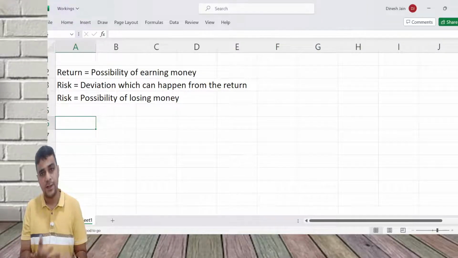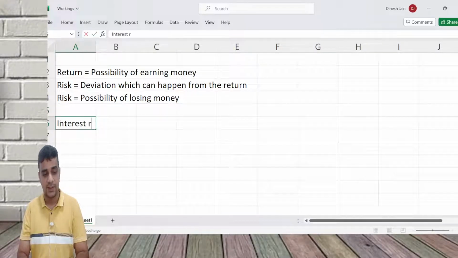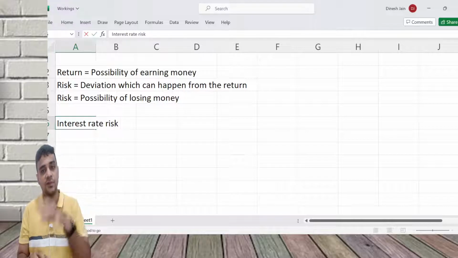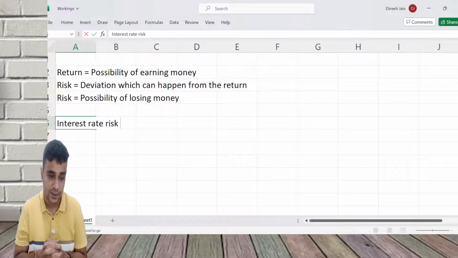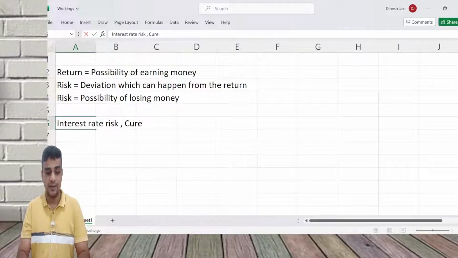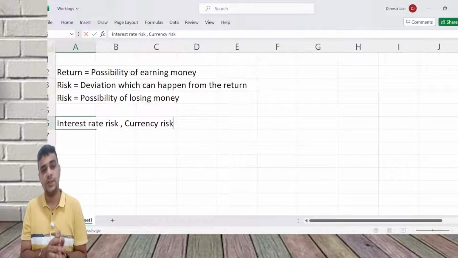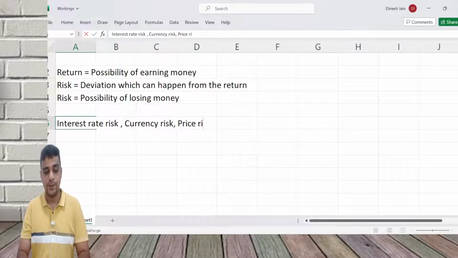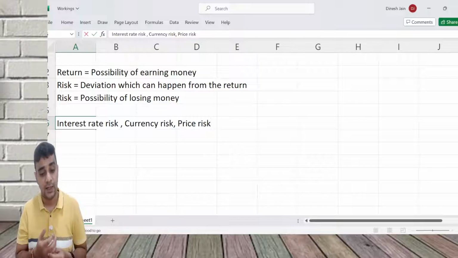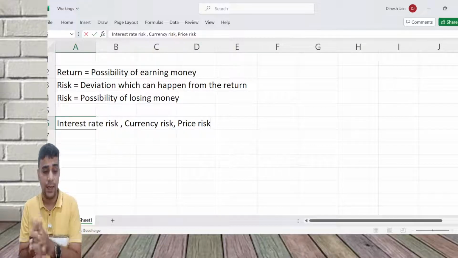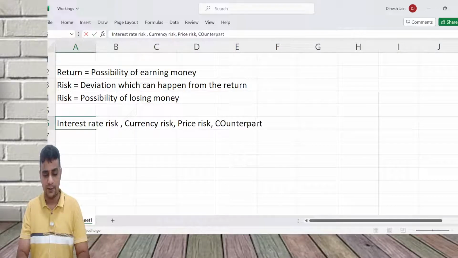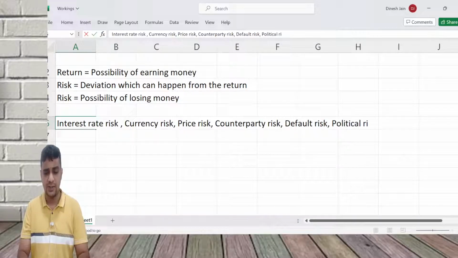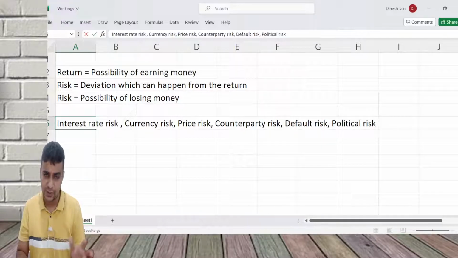We have learned some of the risks as part of different chapters. One was interest rate risk, that is variation in my cash flow due to changes in interest rate, and we learned how to cover this in the interest rate risk management chapter. Currency risk, we learned about this in the forex chapter. Price risk, that is the deviation in the price, we learned in the derivatives chapter how you can hedge it. You can also say counterparty risk, default risk, political risk. There are multiple risks which a business is going to face.